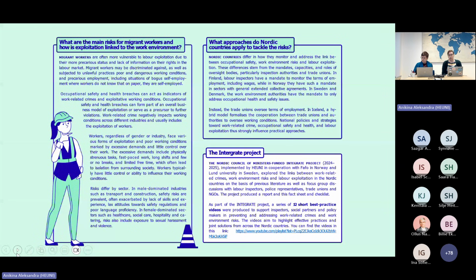Then we discuss the main risks for migrant workers and this interconnection of exploitation to risks in the work environment. So obviously there are different risks in different sectors, but it's often the migrant workers who are most vulnerable to exploitation and dangerous and poor working conditions, and they also typically have less control or ability to influence their working conditions than native workers, so to speak. We also cover briefly the Nordic approaches to tackle the risks, and then in the next section you can see the actual fact sheet.